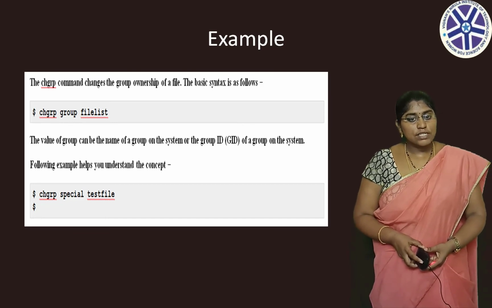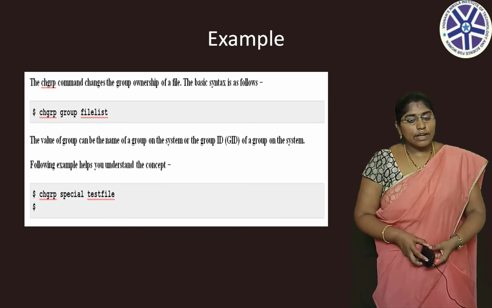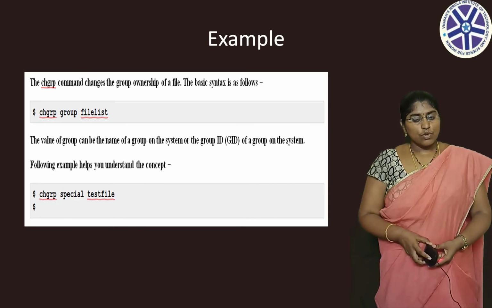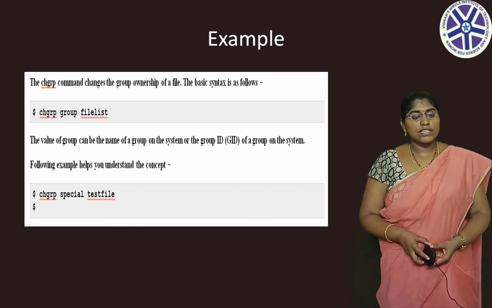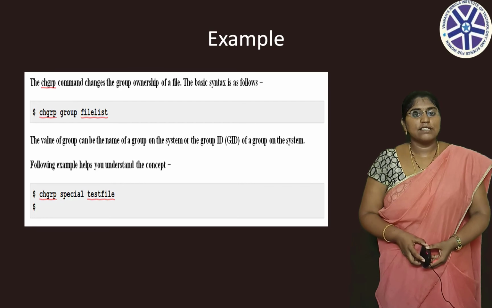The following example helps you understand the concept. $chgrp special test file. Here special is the group owner and the file name is test file. So these are the main commands we use in file permissions: chmod, chown and chgrp.